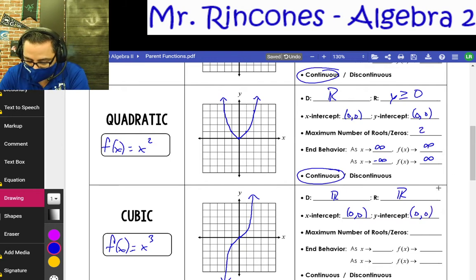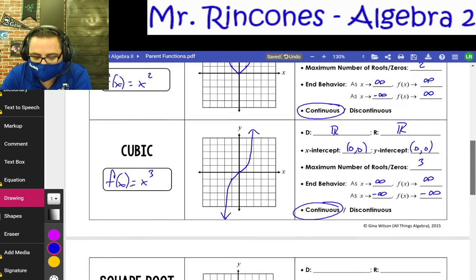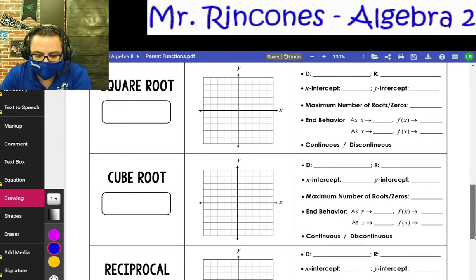Now this one, the maximum number of roots, it's x cubed, so we're looking at 3 roots. What does the end behavior look like? Well, as x approaches infinity, f of x goes to positive infinity. As x approaches negative infinity, f of x goes to negative infinity. And this one, of course, is continuous. Feel free to pause and finish writing these in your journal.